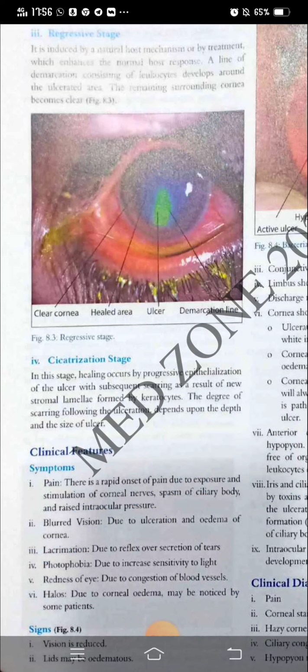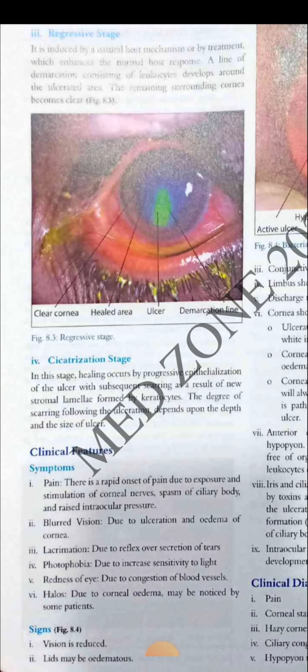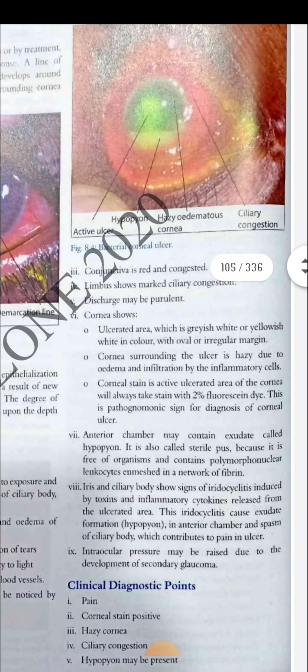Now let us talk about the signs. What are the signs? You must know that signs are those features that a doctor sees in the patient, and symptoms are those features which a patient would tell you by himself, that he has symptoms like pain, blurred vision, lacrimation, photophobia, redness, etc. Now signs, what would you see? As I told before, you would see that the patient's vision is reduced when you do the visual acuity test. Then other conditions you will see are lid edema, that the lids would become edematous.